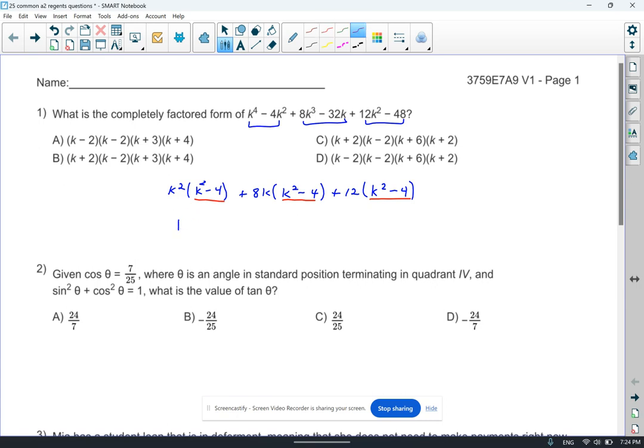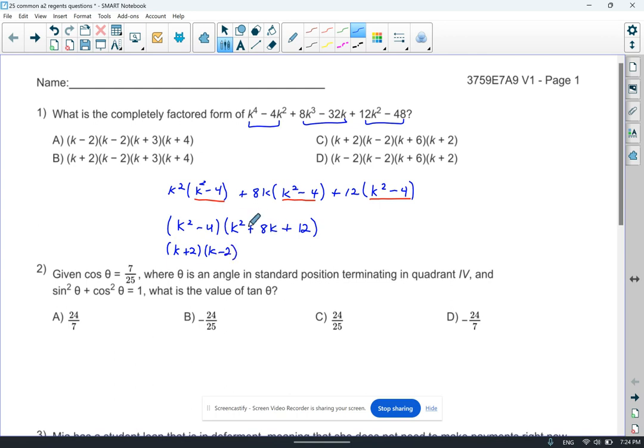So I'm going to factor out that common binomial of k squared minus 4. And when I do, I'm left with the k squared plus the 8k plus the 12. And then I look to see if I can factor further. And I know k squared minus 4 can factor into k plus 2 times k minus 2.